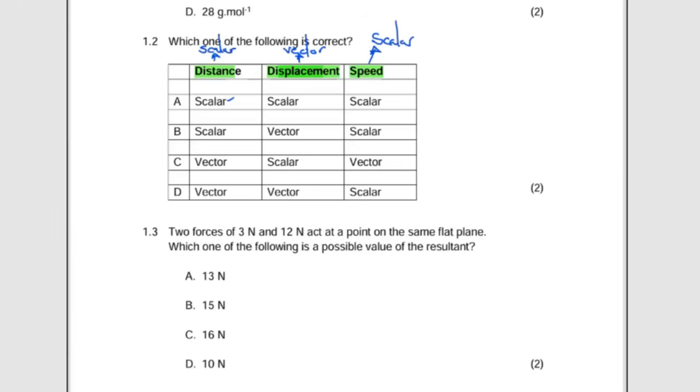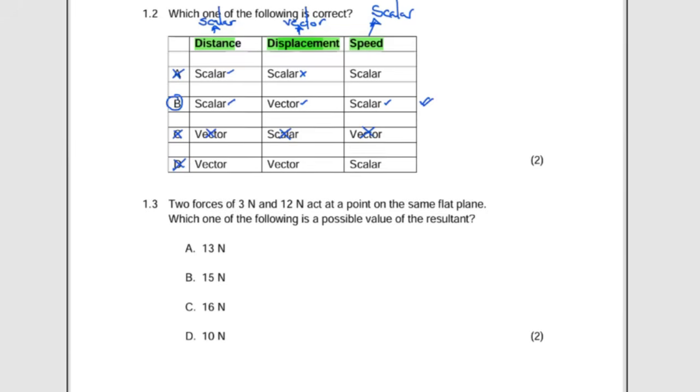So let's look for the option that has these. Option A agrees with distance, but it disagrees with displacement, therefore it's incorrect. So A has failed the test. Then B has distance as a scalar quantity, displacement as a vector, and speed as a scalar. Therefore, our correct option is going to be answer B. All the others are going to be wrong because distance is not a vector quantity, it's a scalar quantity, while displacement is a vector, not a scalar quantity. Speed is also a scalar, not a vector. Then there's no need for me to look at option D. The correct answer is option B.